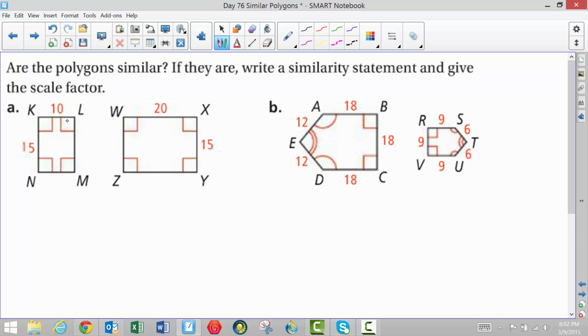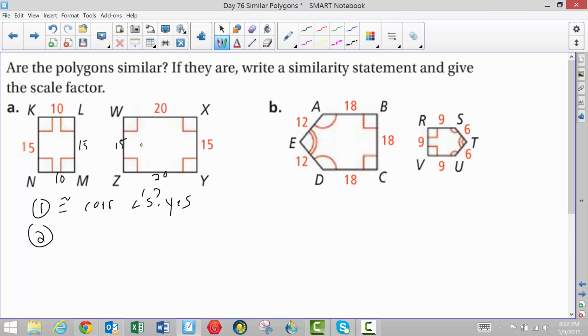All right. So I know that all my angles are congruent. So do I have congruent corresponding angles? And they are, yes, because they're all 90. Step 2, I need to make sure that my ratios all have the same sides. Well, okay, these are all 90. I know that this is 10, and that's 15. And this is 15, and this is 20.